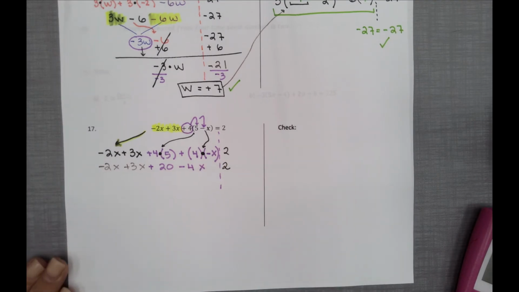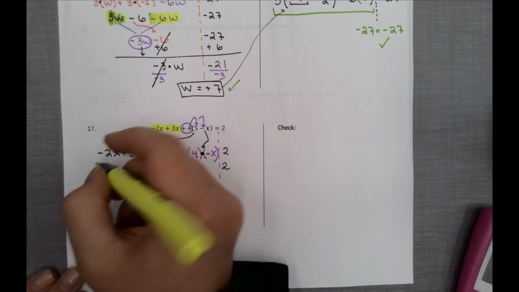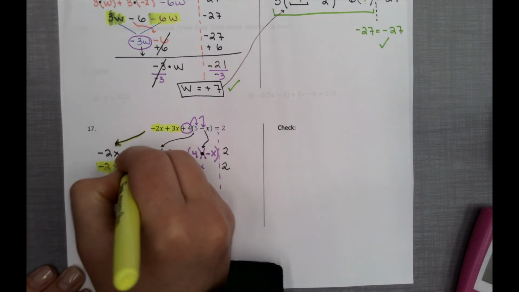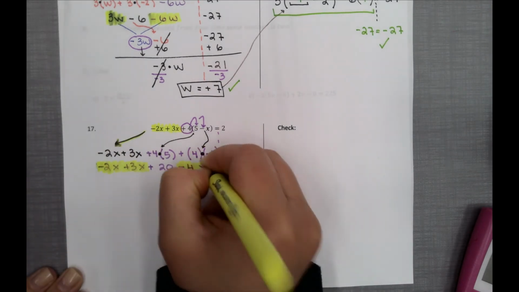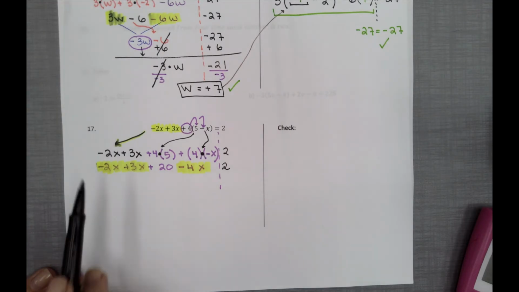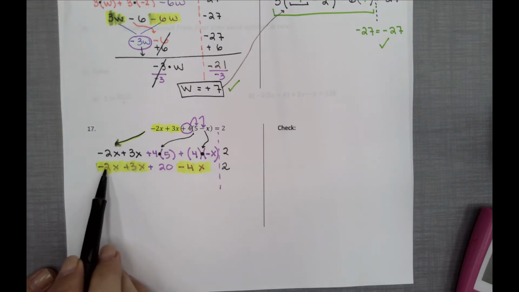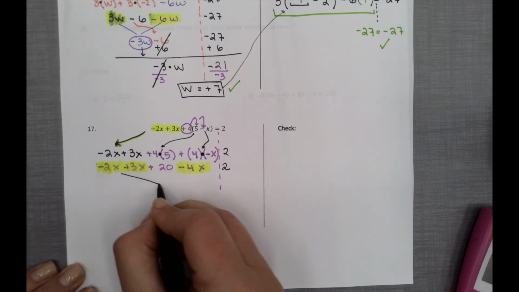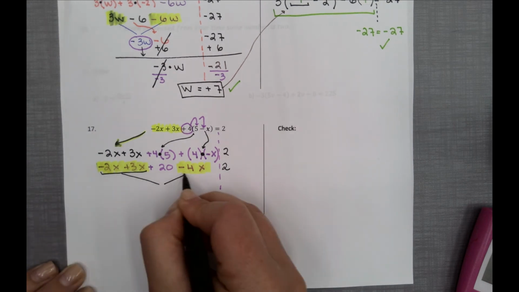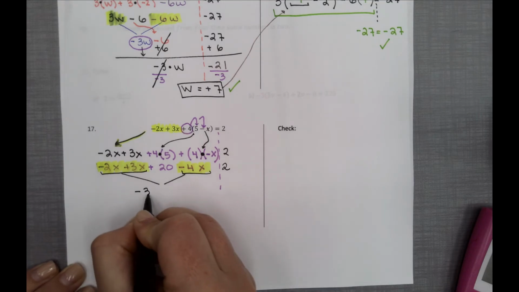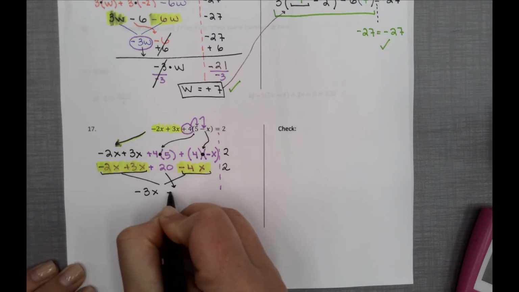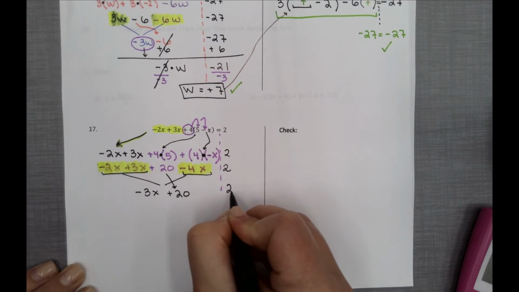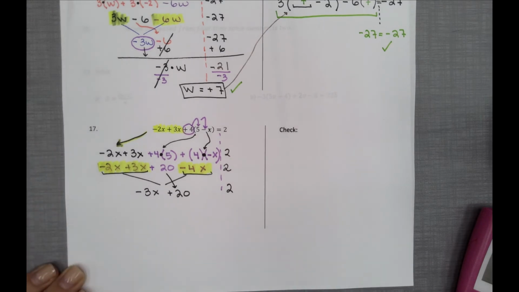Now, it is your choice if you'd like to combine like terms on this side here, one at a time, or you can just combine all of them. I'm going to choose to do all of them. 3 minus 2 is 1. 1 and negative 4 is a negative 3. So I'm going to combine all of them and get a negative 3x plus 20. I still have my 2 here. Got to extend my dotted line for balance.